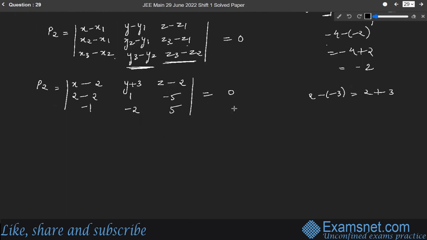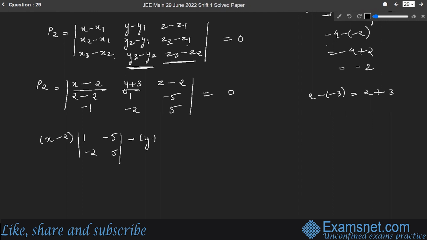Okay. How to expand this determinant? Firstly, we have to write the first term. What is the first term? x minus 2. Now we have to eliminate the first row and first column. So after eliminating the first row and first column, the remaining numbers are 1, minus 5, minus 2 and 5.